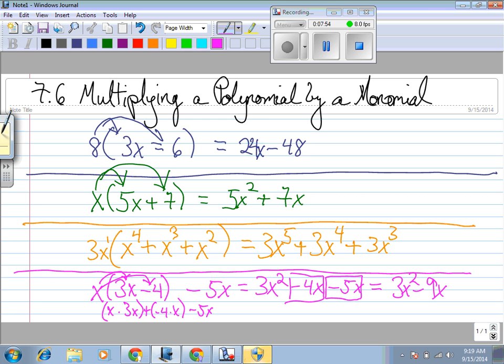And that's all it is with multiplying a polynomial by a monomial.